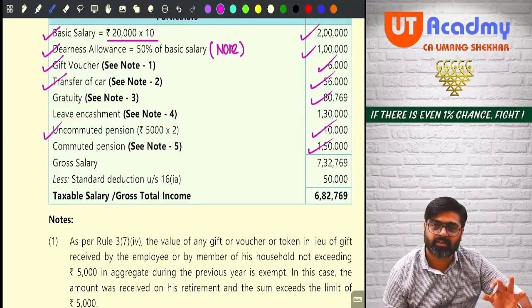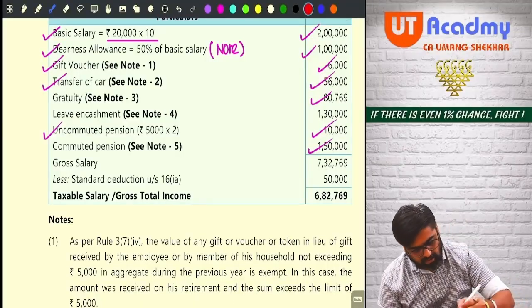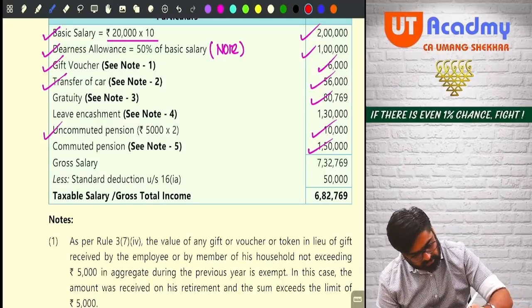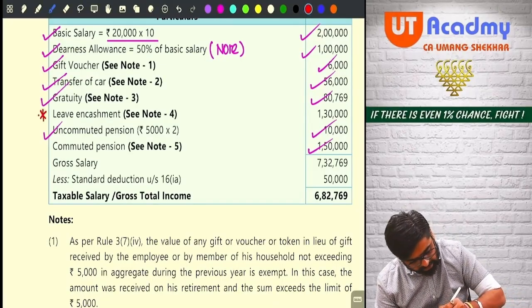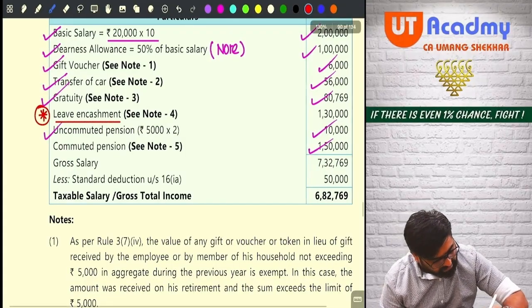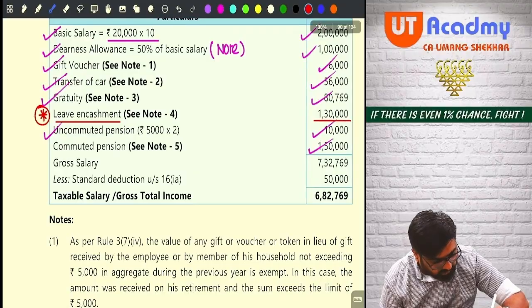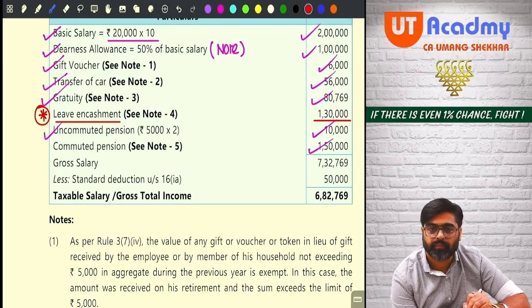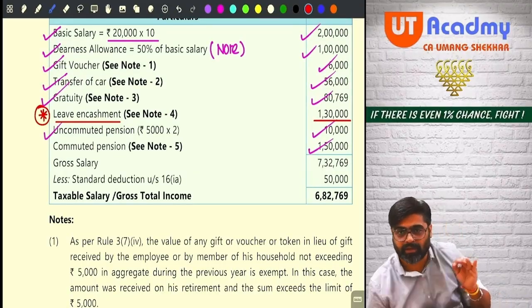Now whatever catch is there, no, the catch is here. Please pay attention. This is a very important discussion which I am going to do now. Leave encashment. See here, how much is the employee getting? 1,30,000. But we will be getting only 30,000 taxable.